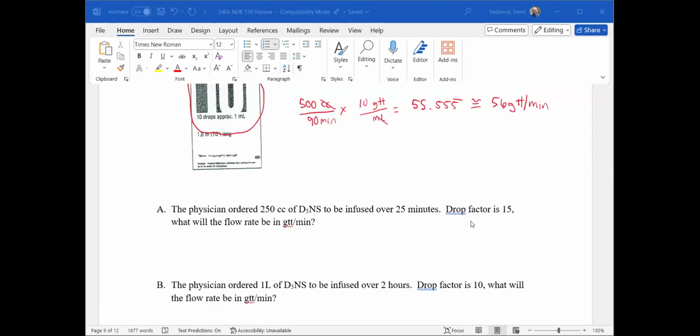Okay, so I'm getting some answers in. We got the first one. See if you got the same thing I got. 150 drops per minute. And the second one, 83. Now, if you got 83.333333333, that is correct. But remember, we round to the nearest whole drop. All right, let's do one more.